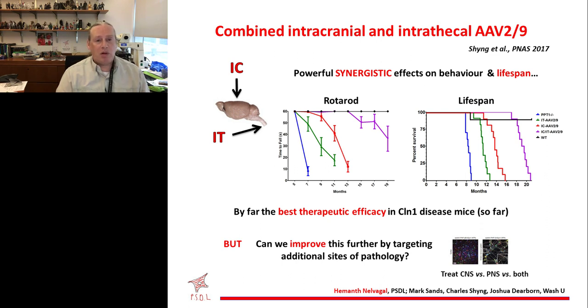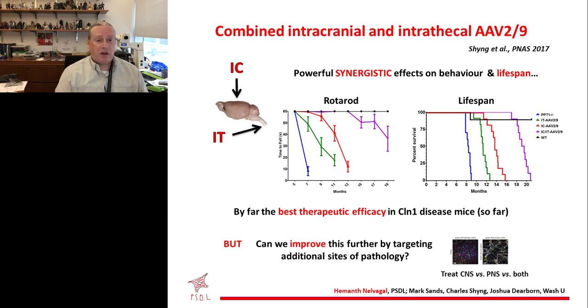If we look at the blue line in the lifespan curve there, an untreated mutant will die around 8 months of age. If we treat just the spinal cord, that will go out to about 12 months. We treat the brain alone, that will go out to about 16 months. But if we actually treat both the brain and the spinal cord, we're able to get those mice now to live nearly 3 times as long as they would have done had we not treated them.